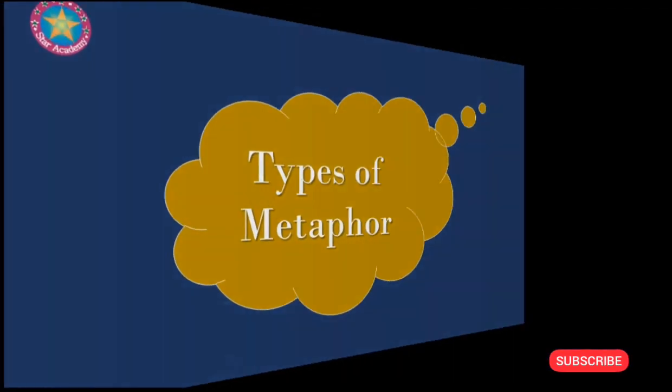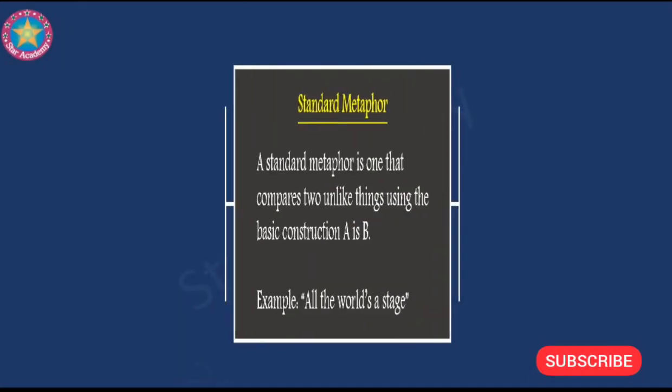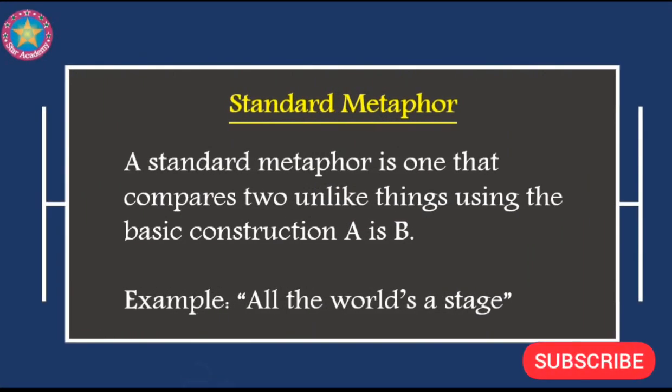Types of metaphor. There are some types of metaphor. We will discuss some most important. Number one, standard metaphor. A standard metaphor is one that compares two unlike things using the basic construction A is B. For example, as we discussed earlier, William Shakespeare's All the World's a stage.